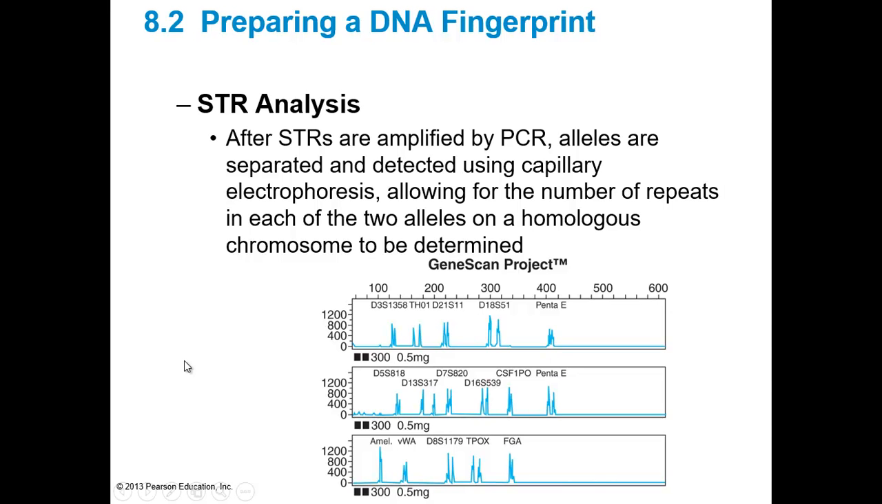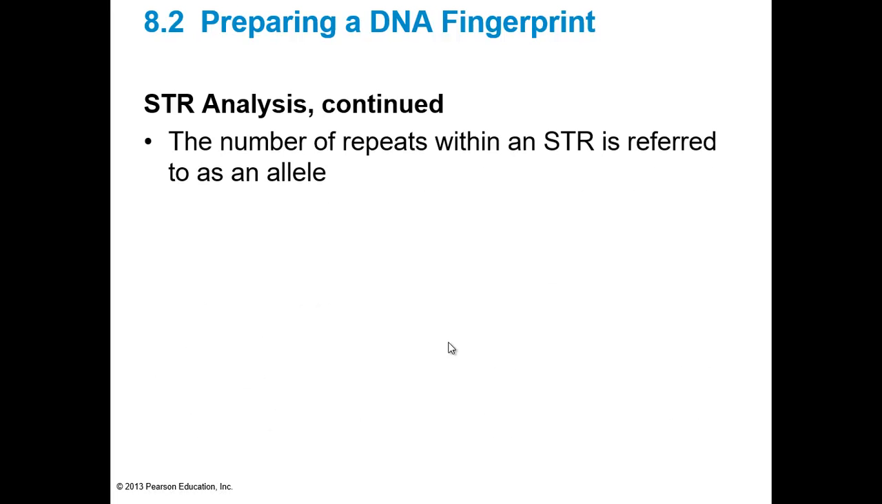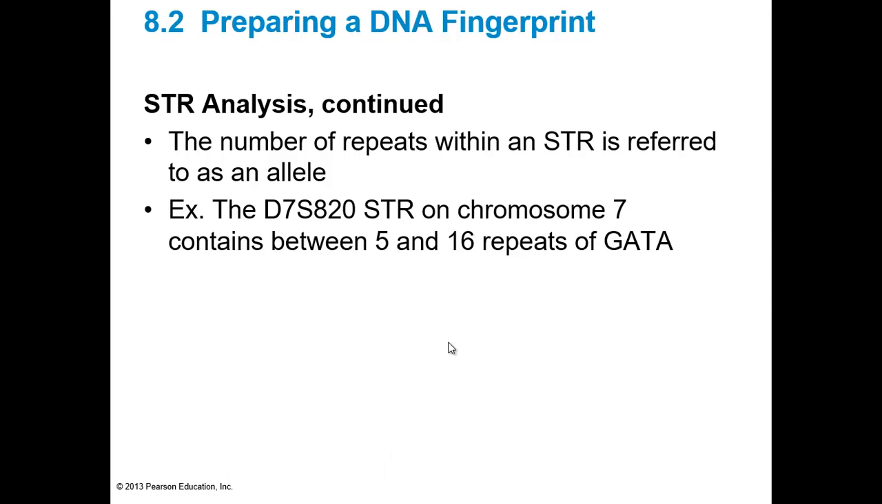Okay, and so you run this. You've got some duplicates on some of these capillary electrophoresis scans, and then some that will be unique depending on what chromosomes you've amplified. And based on that, you see the two alleles for each region. Okay, so 2 bands for each region. Okay, so the number of repeats within an STR is referred to as an allele, just a standard molecular biology term.